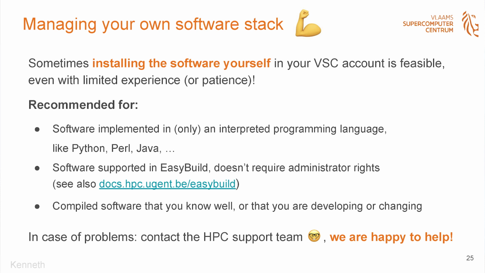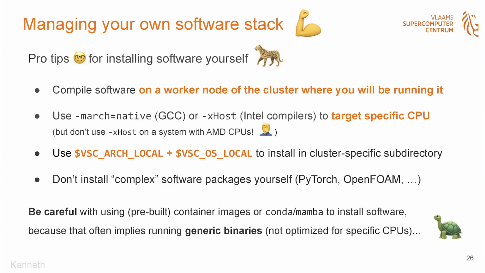A couple of tips, if you're compiling software yourself, try to do it on the cluster or the partition of the cluster where you will also be running that software. That can be important in terms of getting good performance. If you're using GCC as a compiler, -march=native is a very good option. It basically tells the compiler to optimize for the CPUs on which you are running the compiler. So you're going to get optimized installations of your software like this. Intel compilers have similar options.